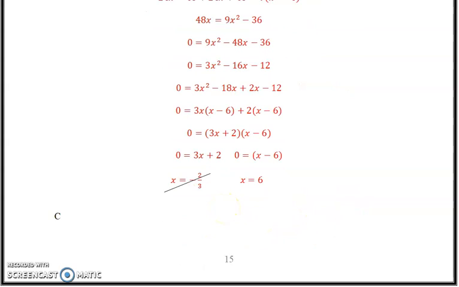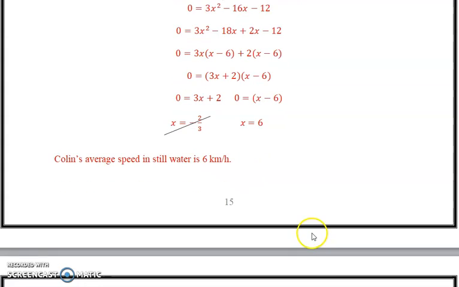So this means that Collin's average speed in still water, because that's when it's not moving, right, is 6 kilometers per hour, right? When you have a word problem, answer with a sentence answering your question, right? And then you're finished there.